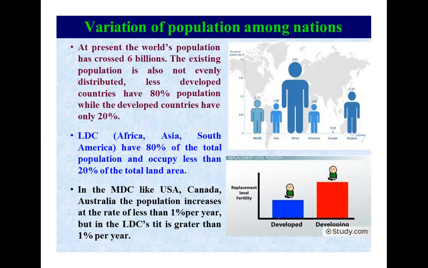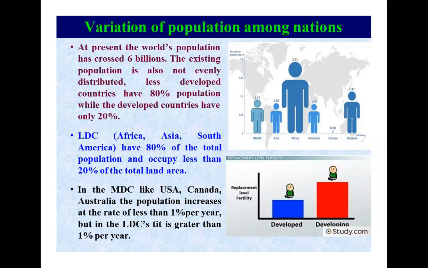Variation of population among nations. At present, the world's population has crossed 6 billion. The existing population is also not evenly distributed. Less developed countries have 80% of the population, while the developed countries have only 20%. LDCs, in Africa, Asia, and South America, have 80% of the total population and occupy less than 20% of the total land area.